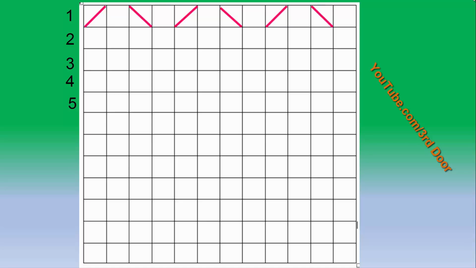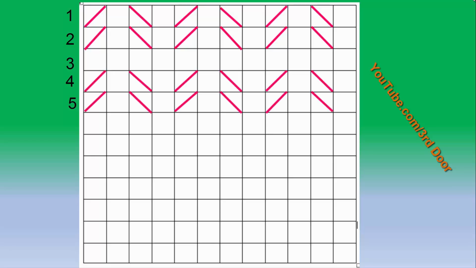Now in the second row, we will do the same thing we did in the first row. Now the third row will be dropped, and in the fourth and fifth rows, we will take the diagonals as we took in the first and second rows. I'm telling again, in the fourth and fifth rows, we will take the diagonals as we took in the first and second rows.